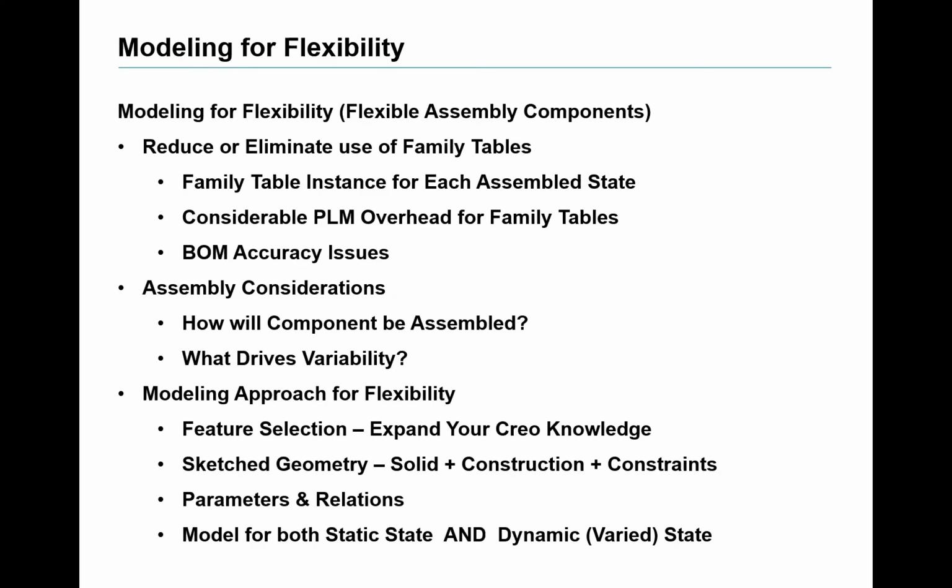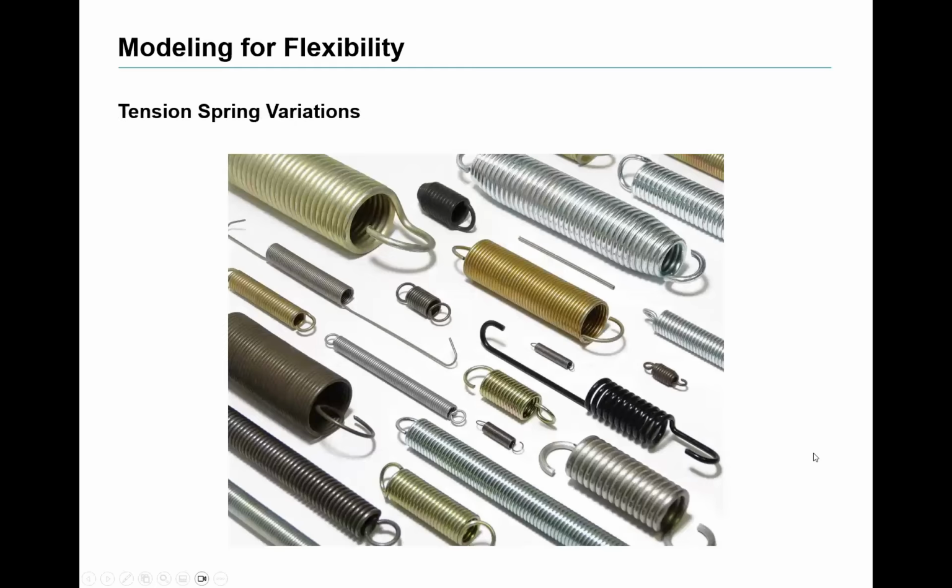But more importantly, and most importantly, is not only do we have to model for the part to be in its static state, how it would be sitting on the shelf, but we also need to be able to model it in its dynamic or varied state. How will it be assembled? So if you think about a typical part that might be flexible or variable, a tension spring is a very good example, right? We have thousands and thousands of different variations of tension springs.